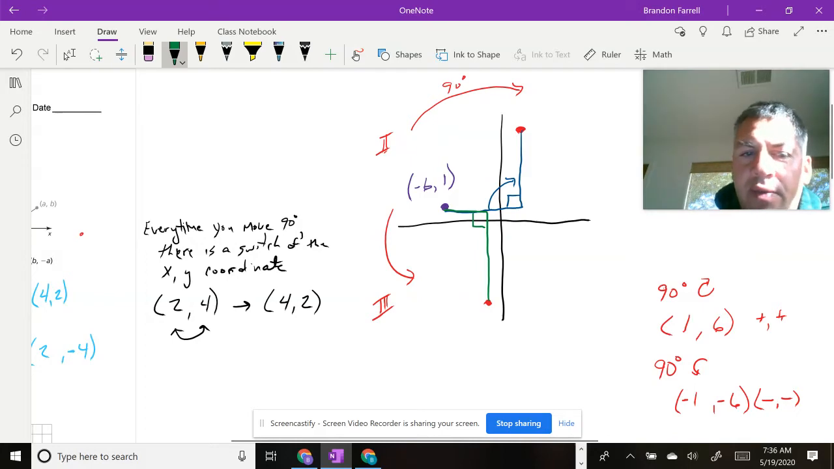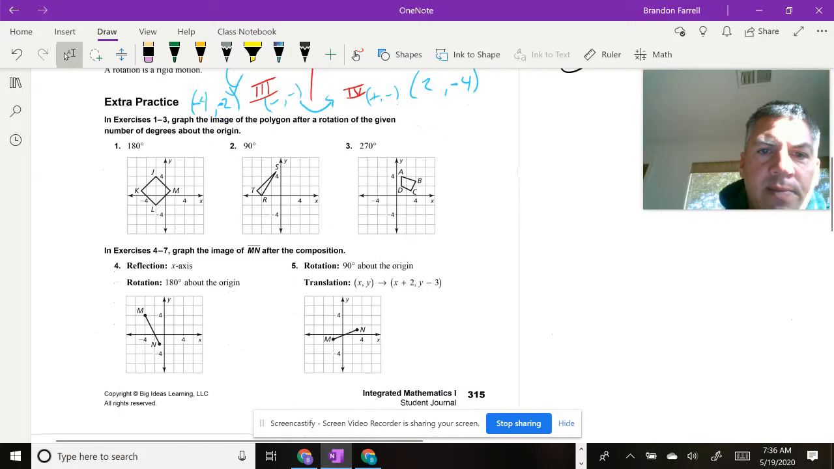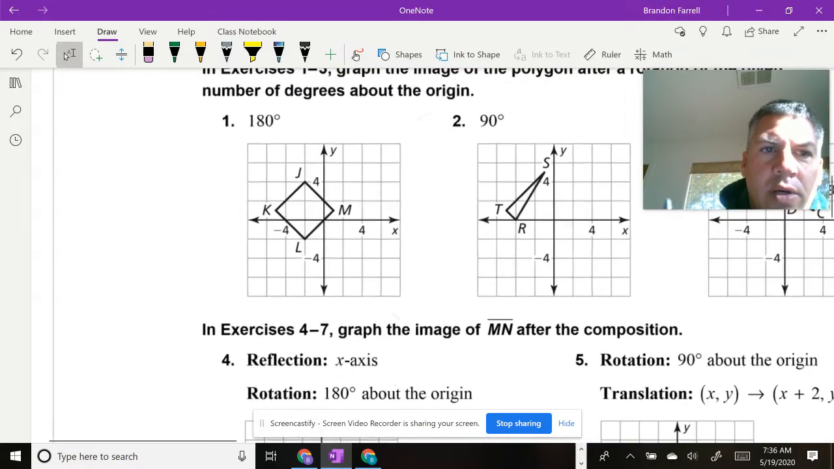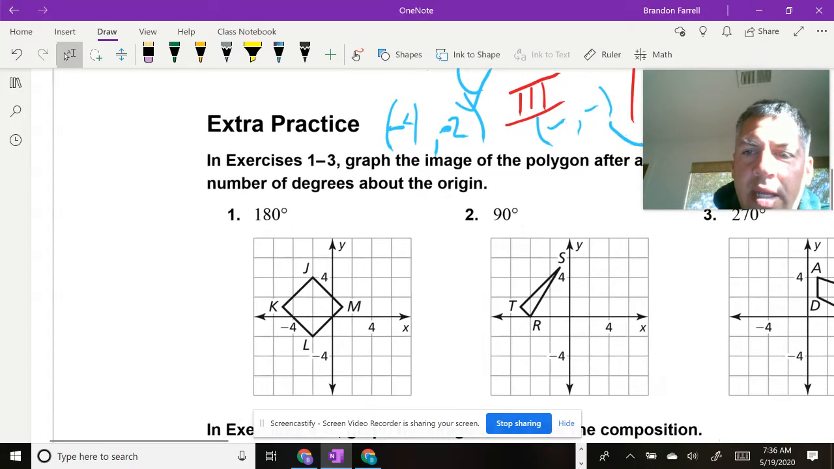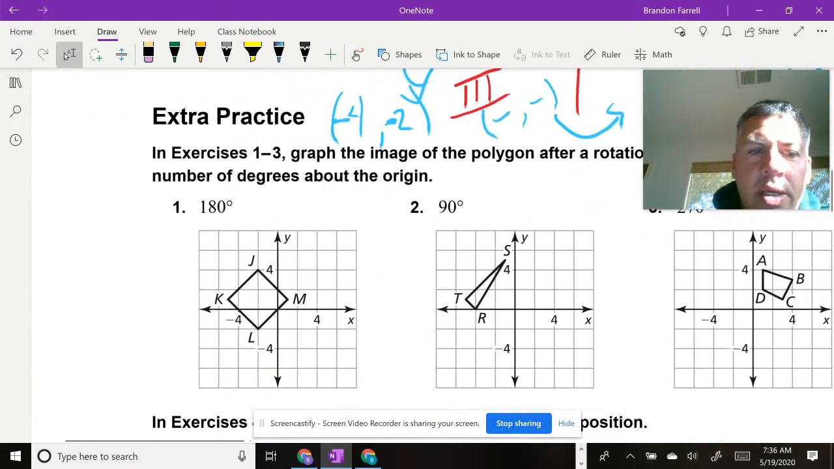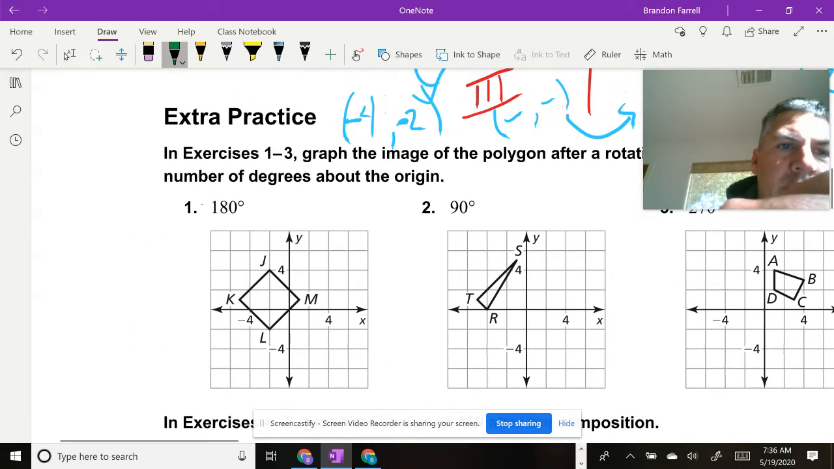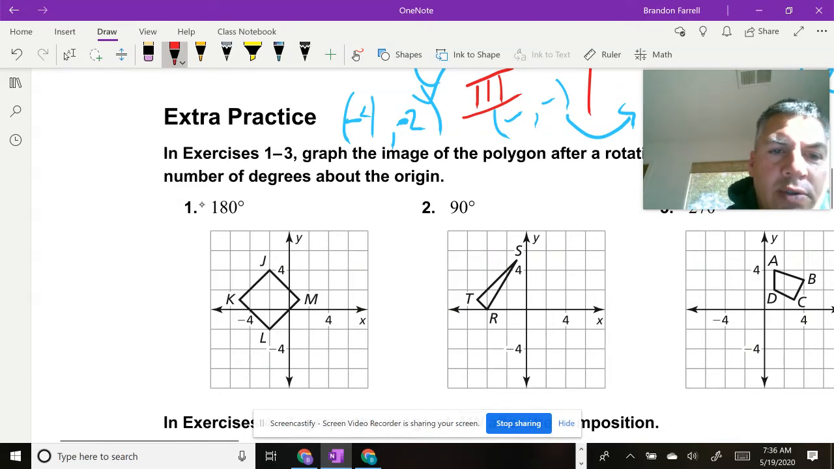Okay, so now we have to go to the picture with the exercises. We're going to be looking at taking this picture, and we're going to rotate this bad boy 180 degrees. Well, 180 degrees is how many quadrants away? So we really want to just talk about the number of quadrants. This is 2 quadrants.